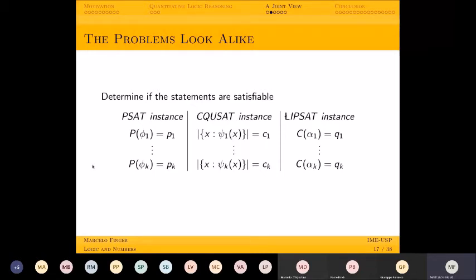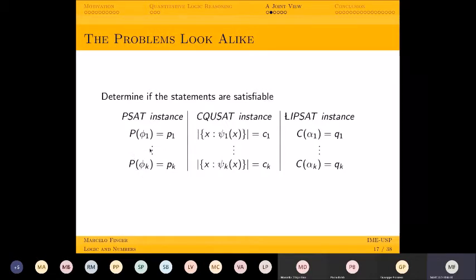A PSAT instance is: you have a probabilistic formula phi 1, and you attribute a probability to that, and we have a set of those, K formulas with probabilities, and this is a PSAT instance. And the question is, do we have a model for all these statements or not? So are these statements satisfiable? And what do I mean by that?